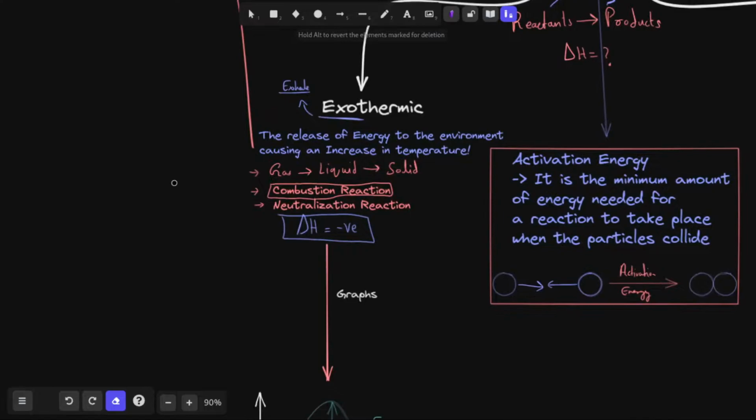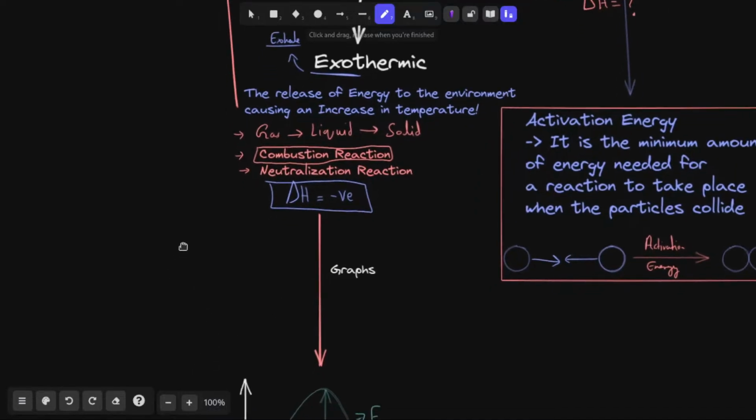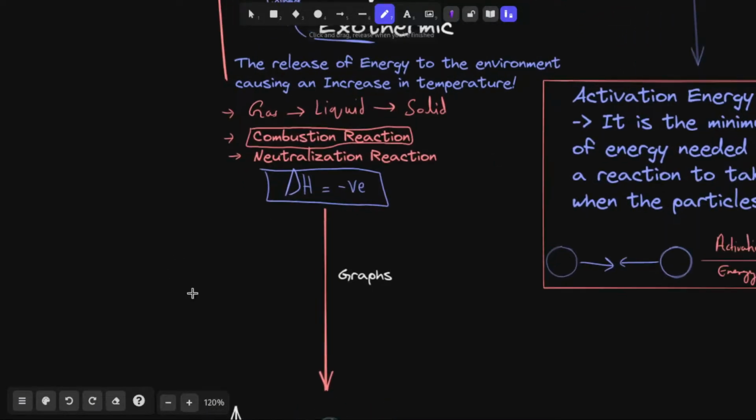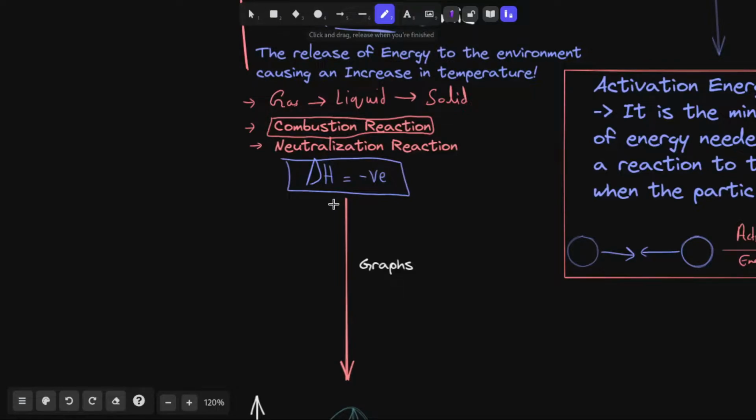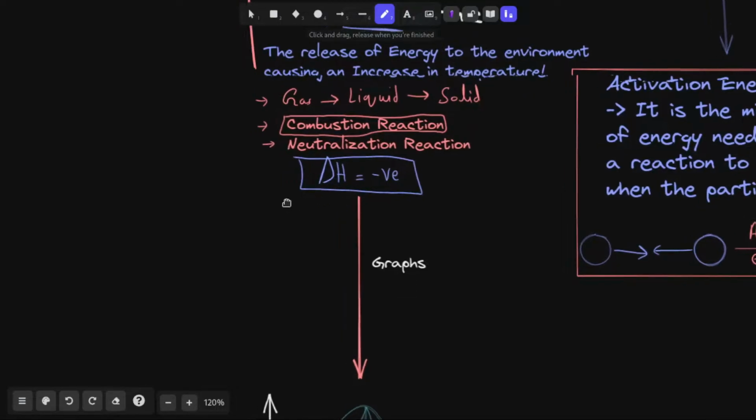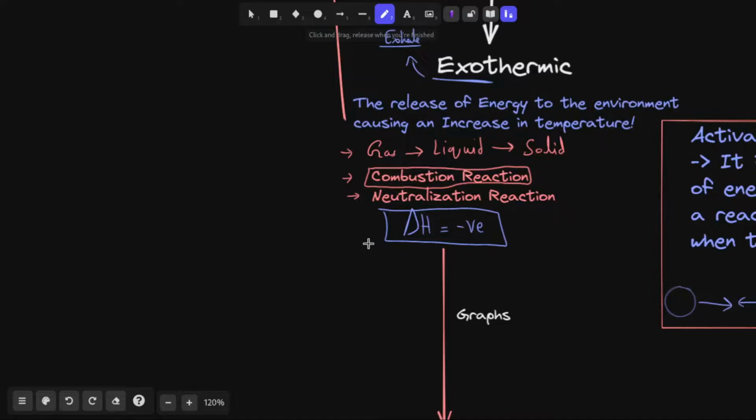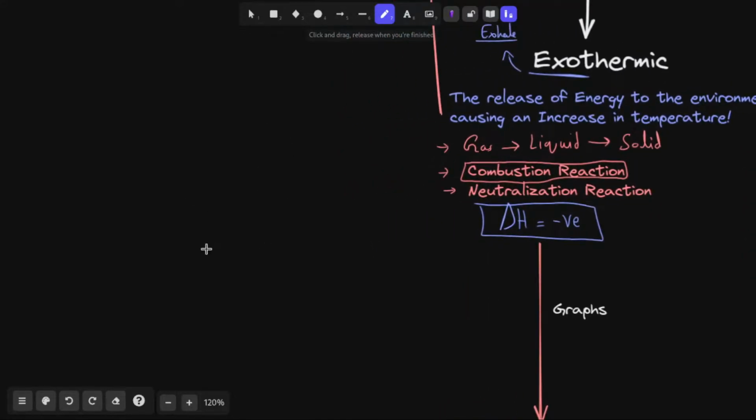Furthermore, some neutralization reactions are also exothermic. Some aren't, but some are. You could say that approximately 80% are exothermic reactions. But the most important thing here to grasp is the fact that delta H is negative. What do I mean by delta H? By saying delta H is negative, I mean that the entire system's energy is released.